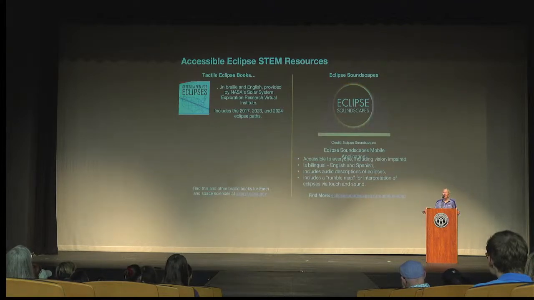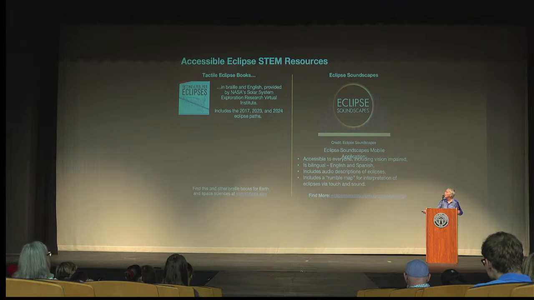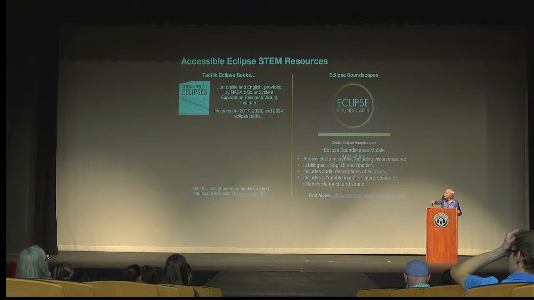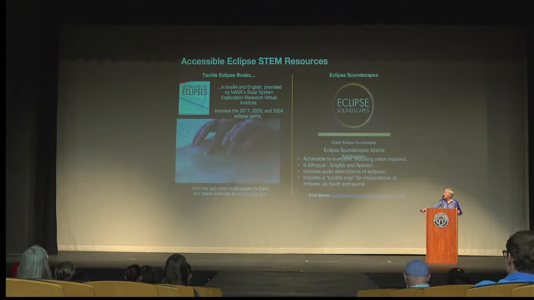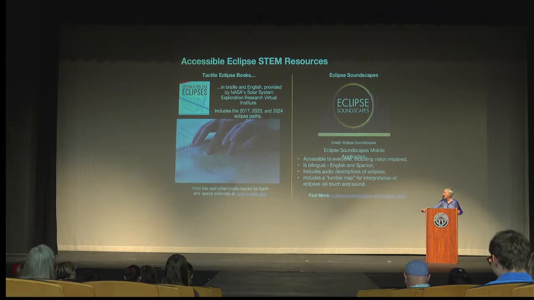We do have some accessible STEM resources that are available. Eclipse Soundscapes is really a good thing to try to get involved in. And also, we have the Braille book on eclipses. So if you are interested in Braille books, there's sservi.nasa.gov, and they'll put you in touch with the folks to get those books.